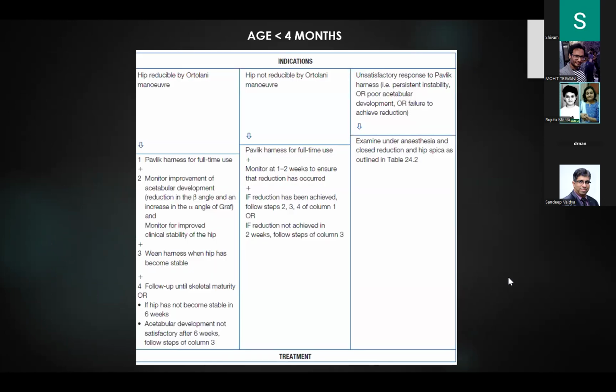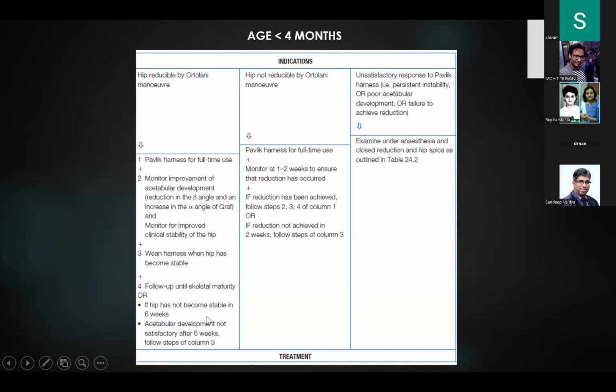So just an overview of everything discussed so far. Basically, in age less than 4 months, if the hip is reducible by the Ortolani maneuver, a Pavlik harness for full-time use can be attempted, and this has to be monitored serially with 2 weekly USGs to monitor the Graf scoring and the alpha and beta angles.